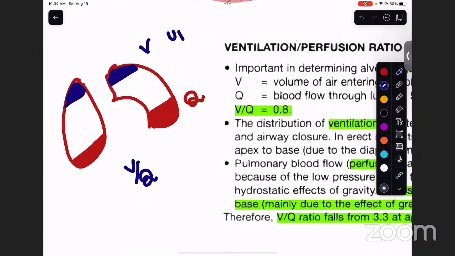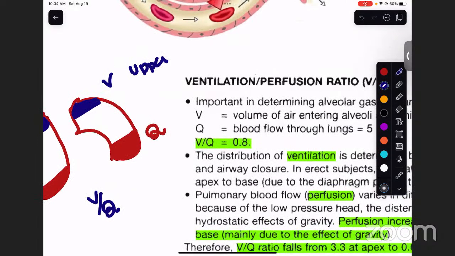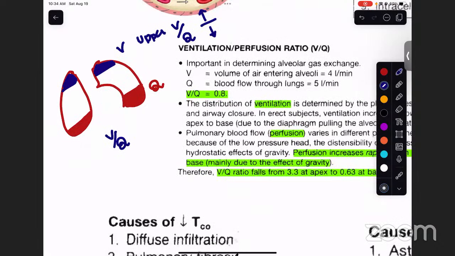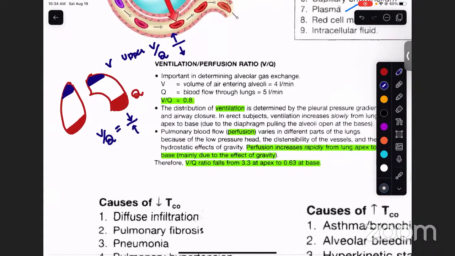in our upper lobe, the V/Q ratio, ventilation is more than the lower lobe, and the perfusion is reduced. In our lower lobes, ventilation is reduced and the perfusion is increased. So if we find the difference between these ratios, you would get the value of 0.3 at the apex and 0.63 at the base. So you need to know that the V/Q ratio is much more in the apex than the base of our lungs. Okay.